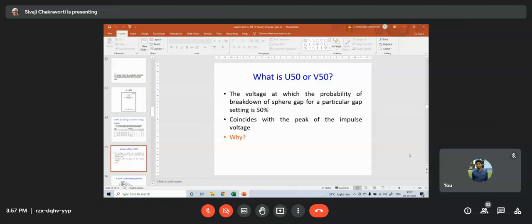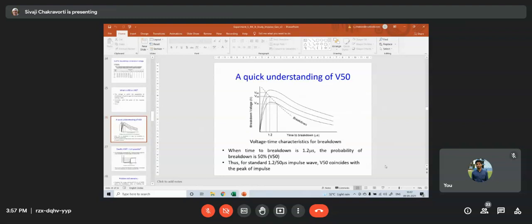Now, when we apply the impulse, it is straight away applied for 50 microseconds. If the sphere gap breaks down, how do you ensure that the breakdown has occurred at the peak? Because if the breakdown has occurred on the front before reaching the peak, then you will get a false value. You are thinking that the breakdown has occurred at the peak, but no, it has occurred at the front, and you have no idea. How do you know? So there has to be some way out.